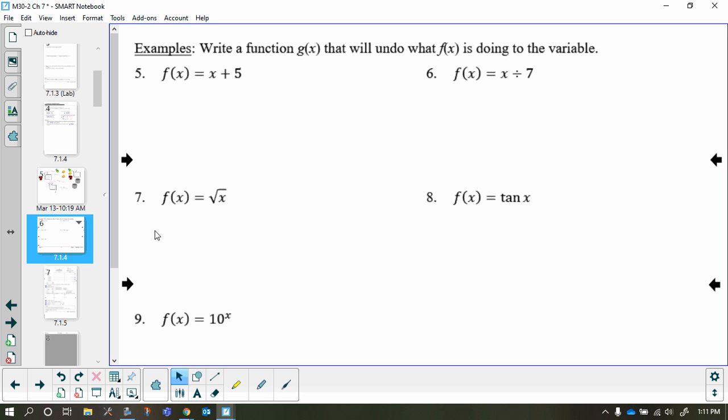So let's look at that with some examples here. We want to write a function g of x that will undo what f of x is doing to the variable. Well, f of x is taking the variable and it's adding 5. So g of x could take the output from that and subtract 5. So this would be the inverse function of what we initially had in the f of x function.